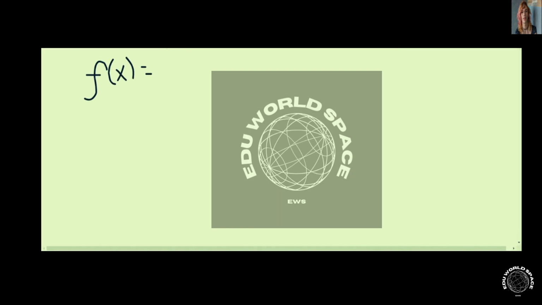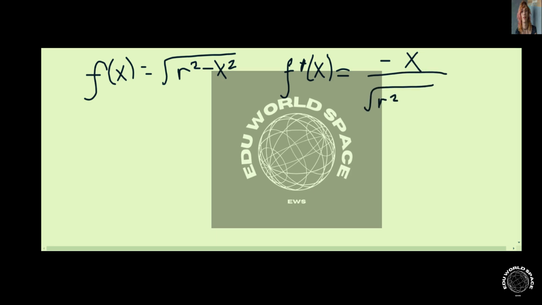We're asked to find the area of the surface obtained by rotating the circle x squared plus y squared equals r squared about the line y equals r. Well, for the upper semicircle, we have the function f of x is equal to the square root of r squared minus x squared. Therefore, it follows that f prime of x is going to be negative x over the square root of r squared minus x squared.